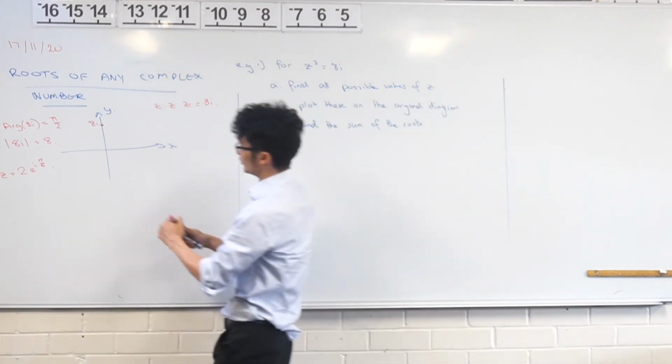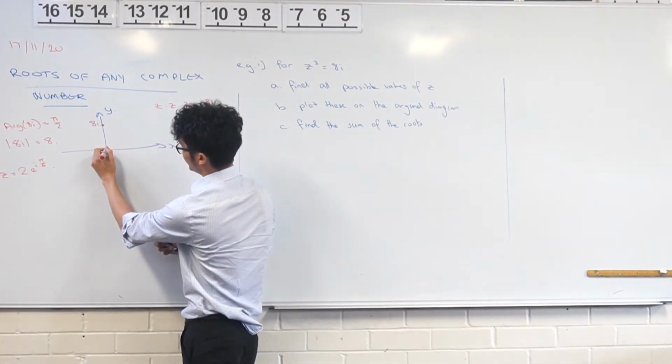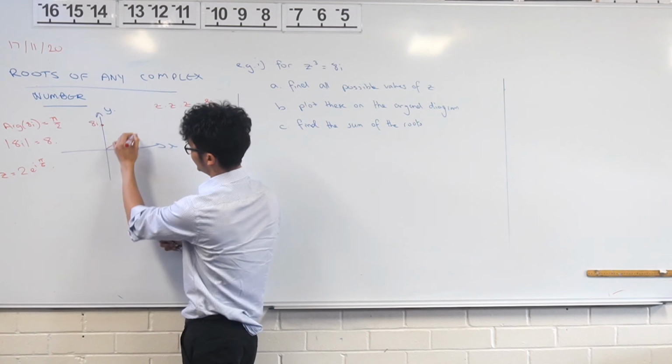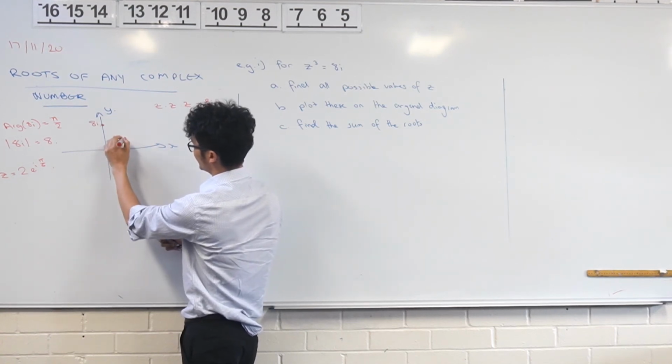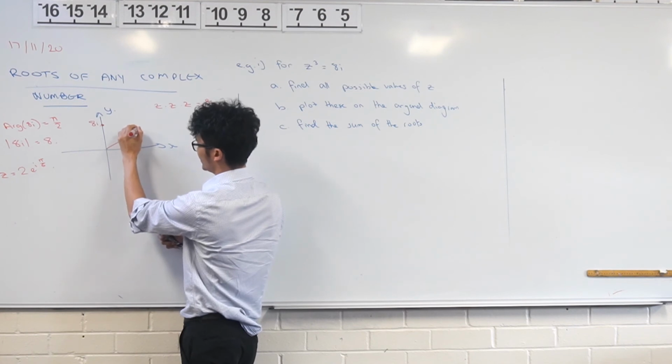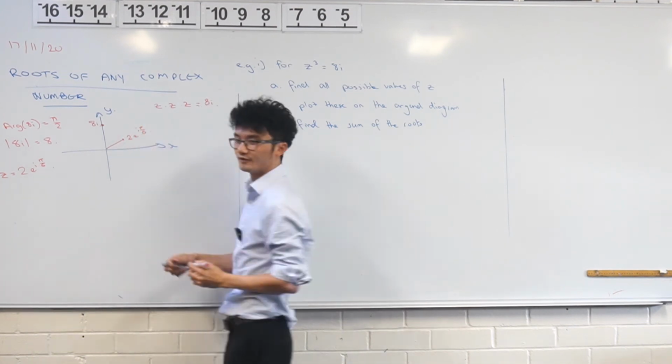What does that look like? Well, it looks something like this. Pi on 6 is 30 degrees, hey? So actually it should be a lot smaller than 8, the modulus. So something like this maybe, right? Would you guys agree? That looks kind of okay, right?